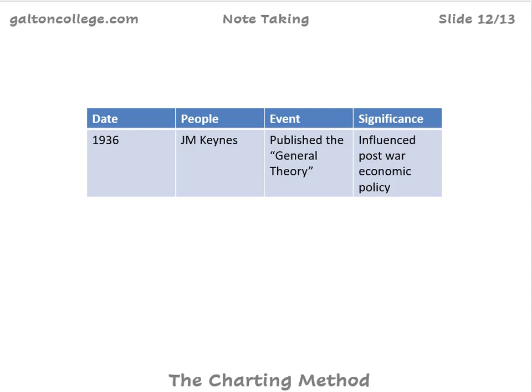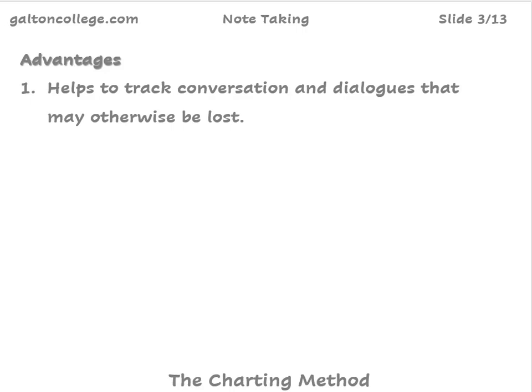Now this time, look at the advantages of that approach. Well, it helps to track conversation and dialogues that may otherwise be lost. So we know if someone mentions John Maynard Keynes, we could look it up on our little table and say, oh yes, in 1936 he published that book, and that became a very important book.